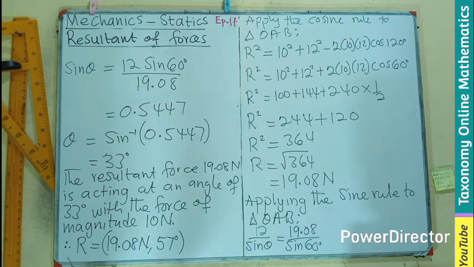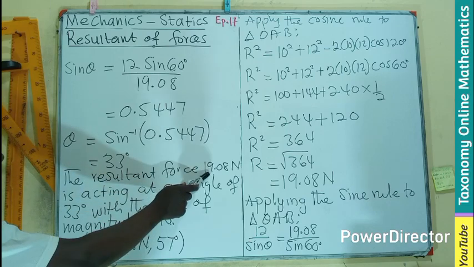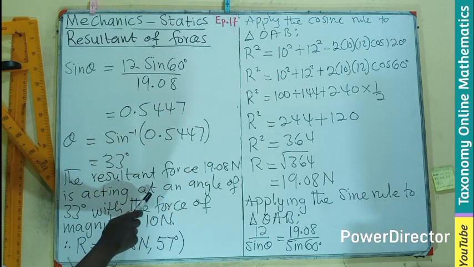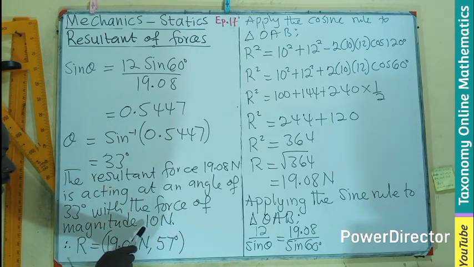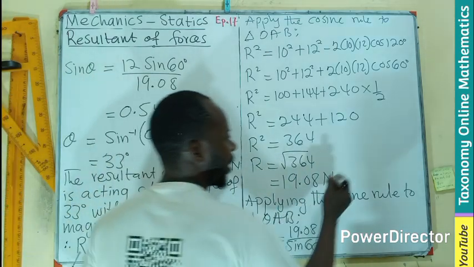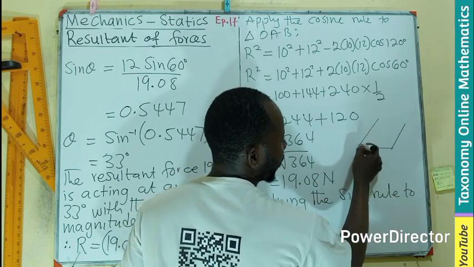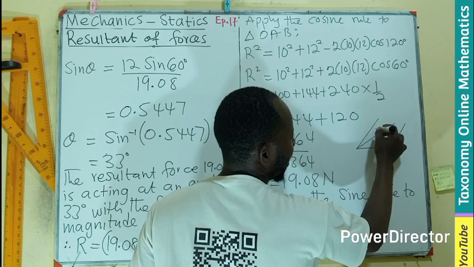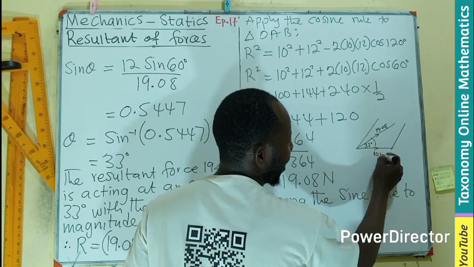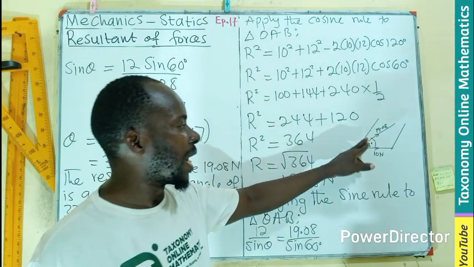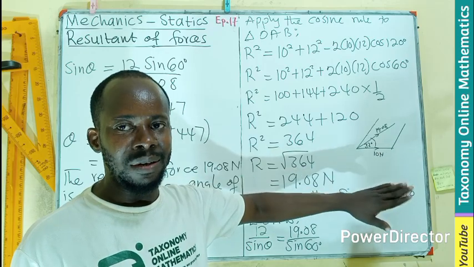All right, so the conclusion we can make from here is that the resultant force, the force R, which is 19.08 Newton, is acting at an angle of what? 33 degrees with the force of magnitude 10 Newton. Remember, this is how the diagram was. So this is the resultant 19.08. This is the angle 33. This is the force 10 Newton. So the resultant is making an angle of 33 with the magnitude of the force 10 Newton.